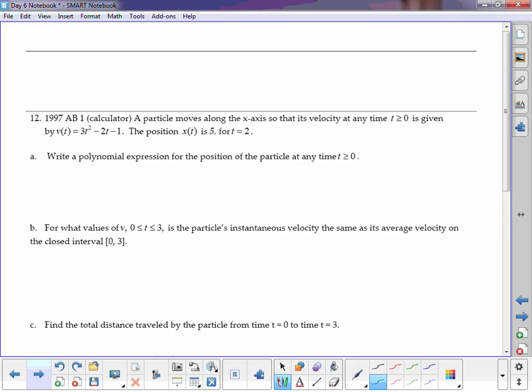It says a particle moves along the x-axis so that its velocity is given by that, and the position you know. So again, this is probably some type of initial condition. Write a polynomial expression for the position of the particle at any time t greater than 0. So position, they said x of t, make sure you use x of t. X of t is equal to the integral of what? V of t, velocity, so 3t squared minus 2t minus 1, dt.